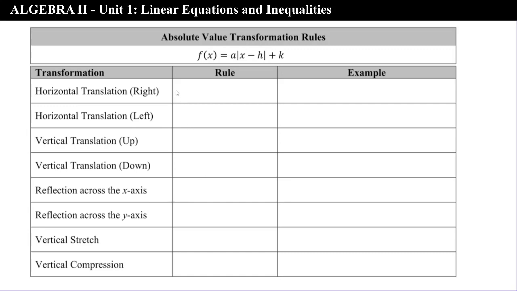So I'm going to go through what each of these things does. I'm going to start with the one I feel like is most confusing. So you have a translation to the right and to the left, as well as up and down. For a right-left translation, you translate to the right when h is positive, and you translate left when h is negative. So you'll notice that the h is on the inside with the absolute value symbols.